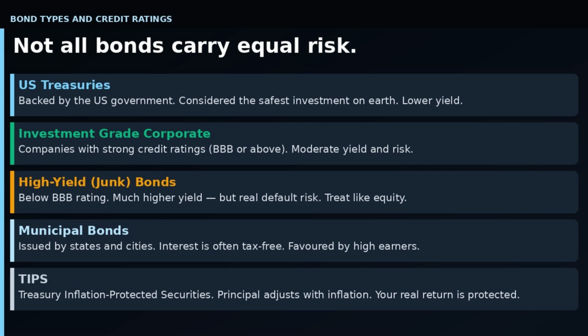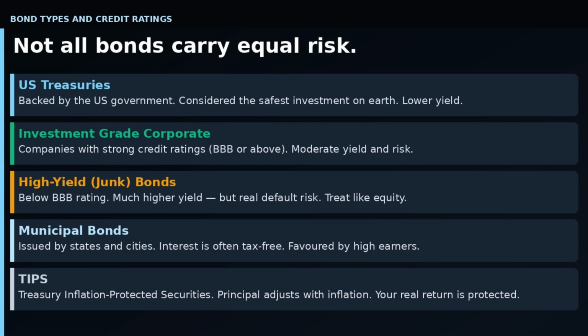Not all bonds carry equal risk, and credit ratings are how the market communicates that risk. U.S. Treasuries are rated the highest, effectively risk-free for most purposes. The yield is lower because the risk is lower. Investment-grade corporate bonds carry ratings of BBB or above from agencies like S&P and Moody's. These are companies with strong balance sheets and reliable earnings. The yield is higher than Treasuries to compensate for the additional, but still modest, risk.